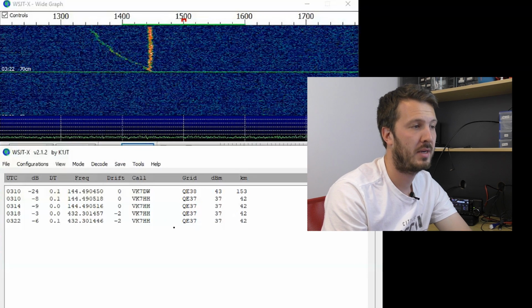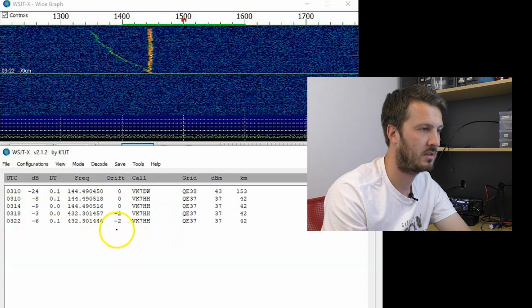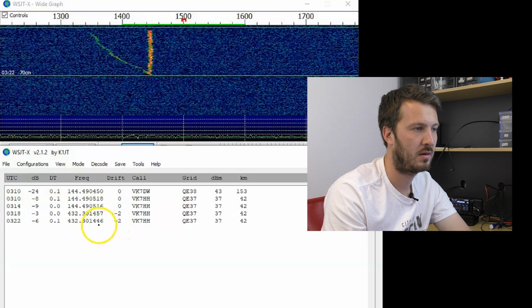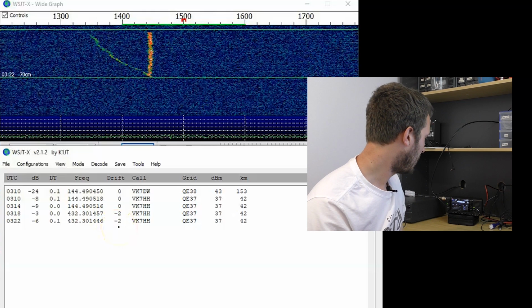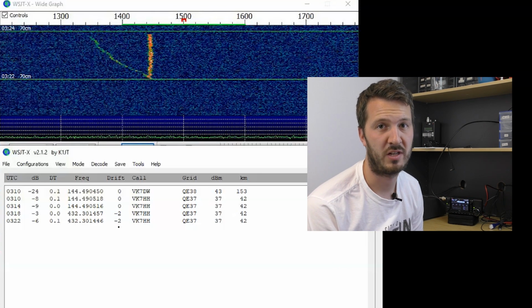Okay, so it looks like we've been successful again. Signal was minus 6, so a little bit different than last time. Frequency is almost the same, about 10 hertz there. And the drift is minus 2 again. So I'd say that with the IC705, drift isn't really an issue.